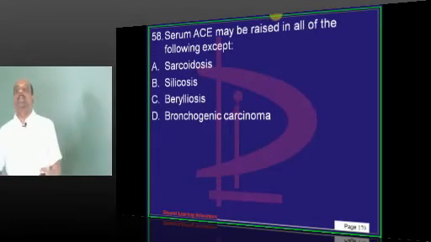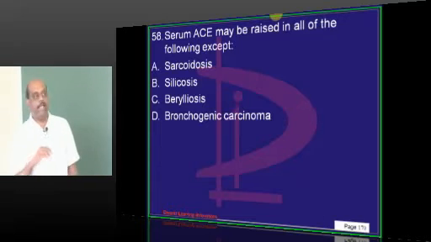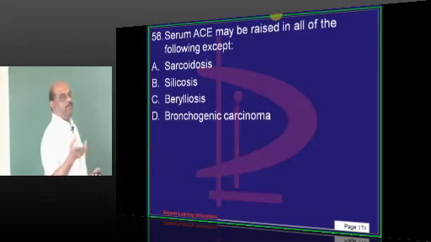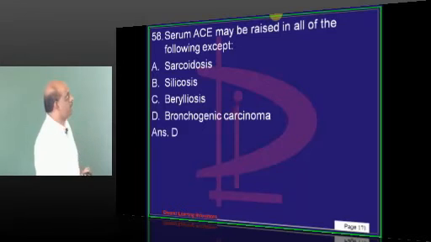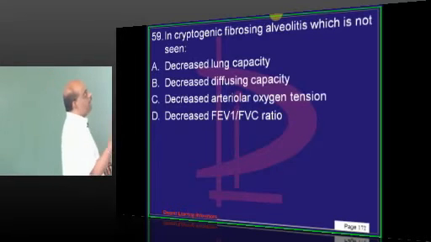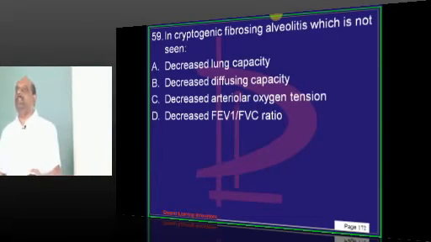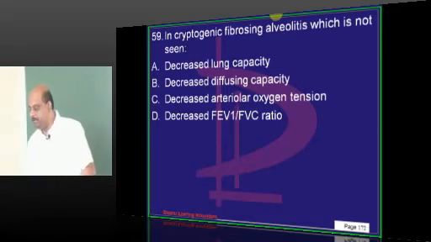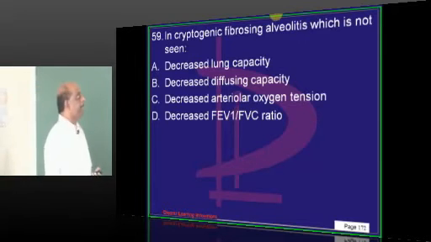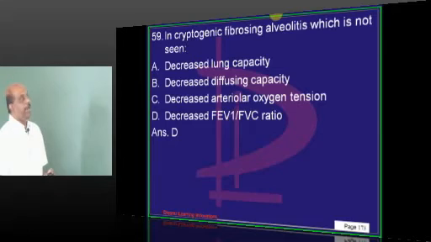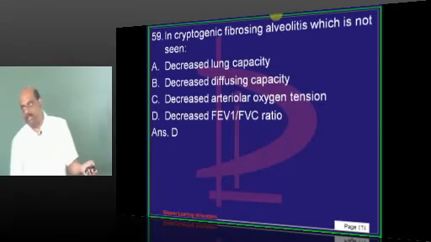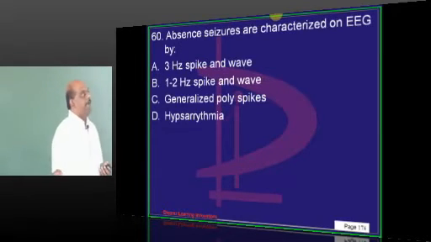Serum ACE, cancer. Other than sarcoidosis, bronchogenic carcinoma, even silicosis, berylliosis it will rise, but not in bronchogenic carcinoma. Cryptogenic fibrosing alveolitis, what is not a feature? D. Huh? D, that's right. Increased. So it is not an obstructive lung disease, that's the reason.